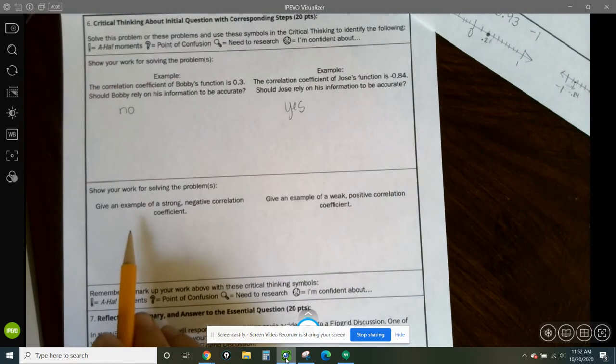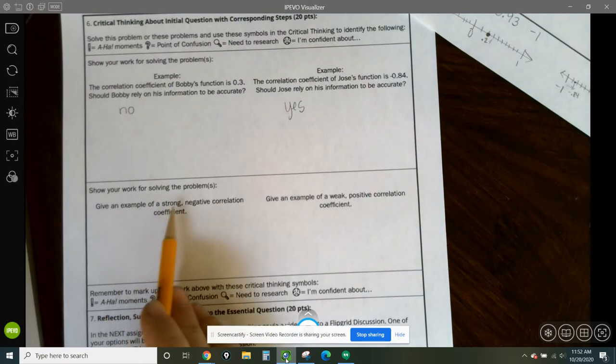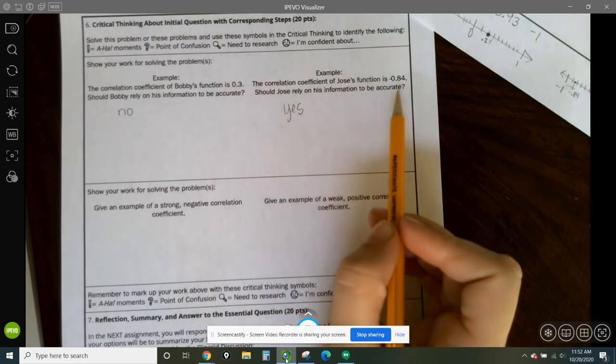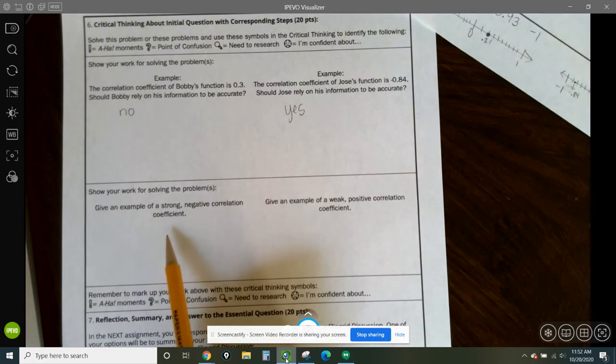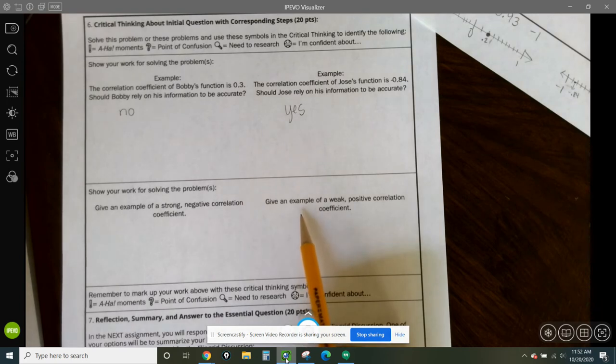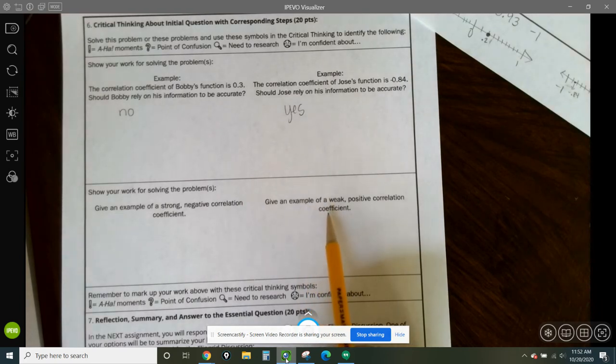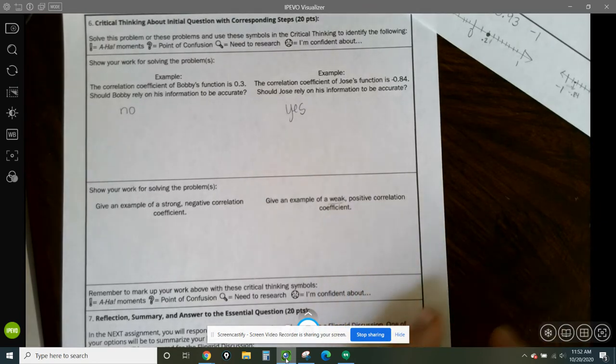Okay, so now a couple more here. Give an example of a strong negative correlation coefficient. So now you get to make up your own. Make sure it's negative, like this one, negative 0.84, but a strong one. So something that's close to negative 1. And over here, you're going to give an example of a weak positive correlation coefficient. So weak, that would mean it's not close to 1. It's something that's much closer to 0, but make sure it's positive. Okay, so take a minute and answer each one of those questions. Pause the video if you need to.